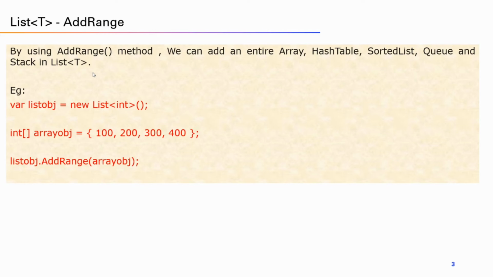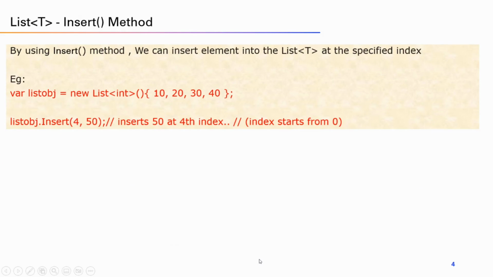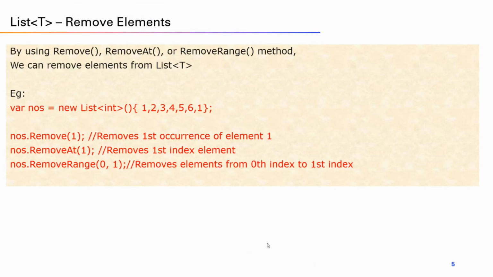By using the AddRange method, we can add an entire array, hash table, sorted list, queue, or stack to a list. For example, here I created an object for list and here created an array and assigned some values. By using the AddRange method, we can add these array elements into the list. Next, by using the Insert method, we can insert an element into the list at the specified index. For example, here I created a list and by using the Insert method, I am inserting the element 50 at the fourth index.